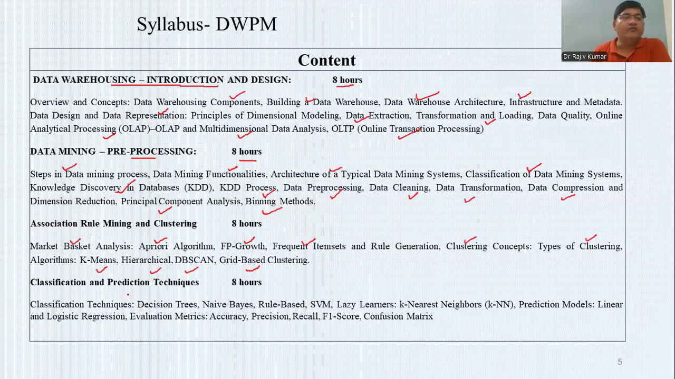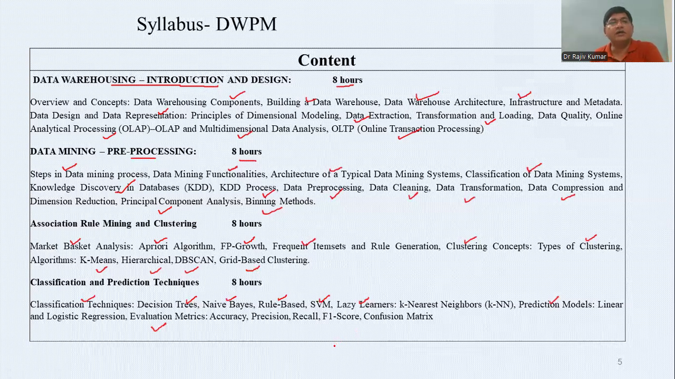And the fourth part is classification and prediction techniques. In this, I will discuss different types of classification techniques like decision tree, naive Bayes classifier, rule-based, SVM, lazy learner like KNN, K-nearest neighbors, prediction model, linear and logistic regression, evaluation metrics, accuracy, precision, recall, F1 score, and confusion matrix.